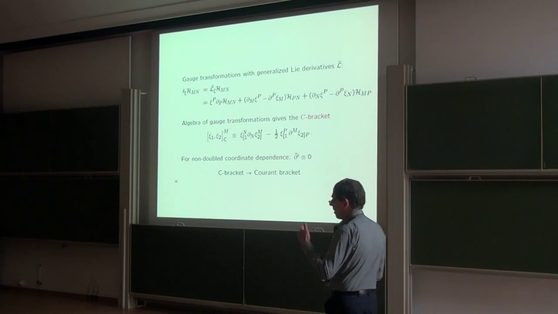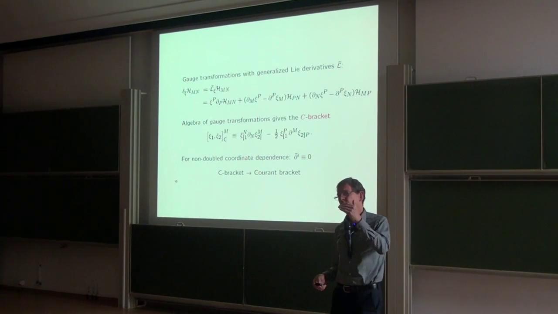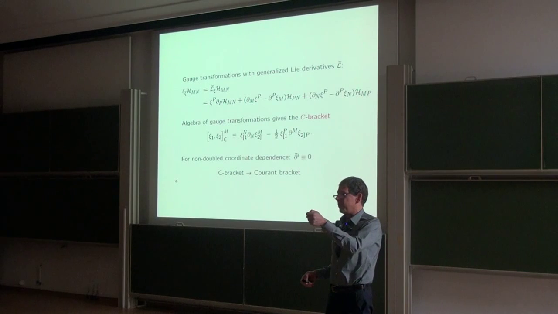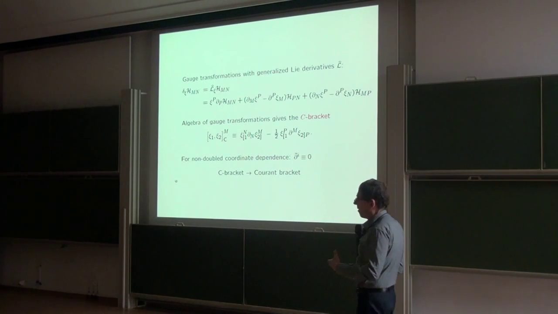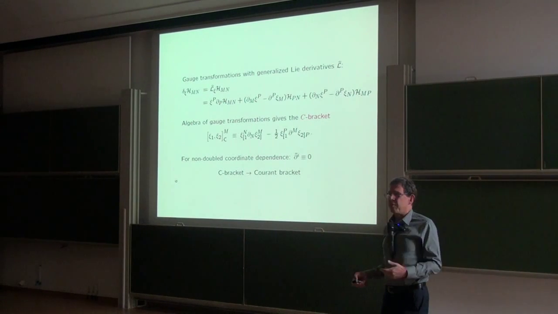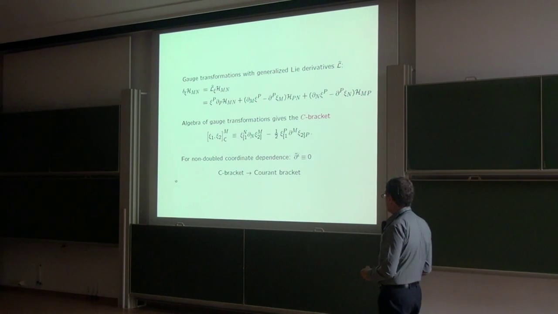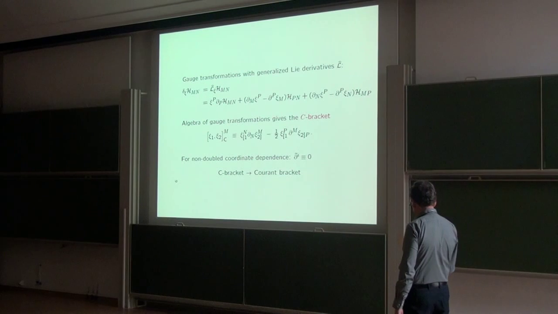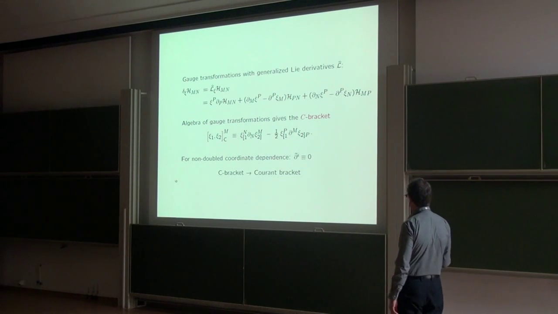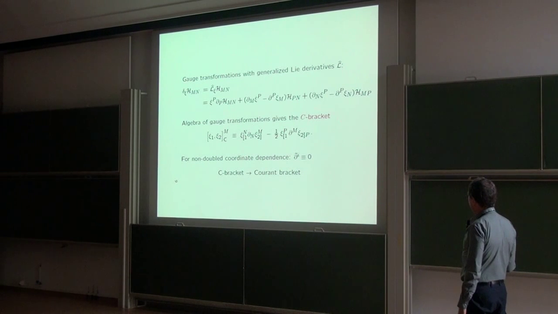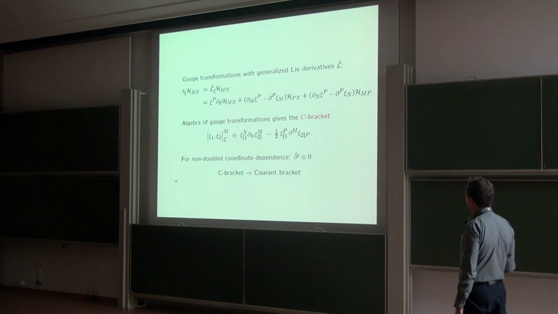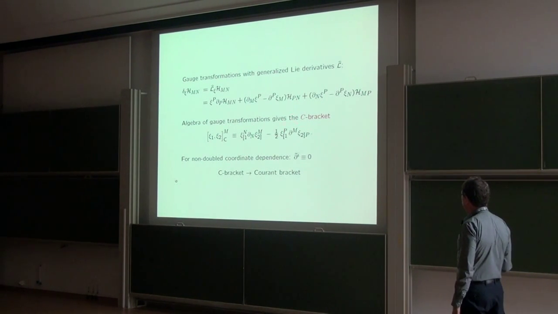The generalization, remember, if you have an exact one form, no transformation for the B field. In the double context, if you have an exact gauge parameter, you should have no transformation of the generalized metric. And that happens thanks to these extra terms. The algebra of gauge transformations gives a C bracket, first seen in the work of Warren Siegel.